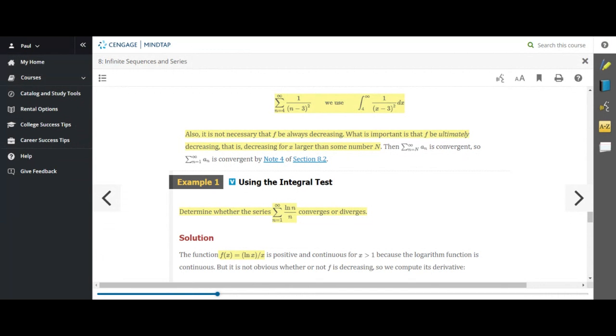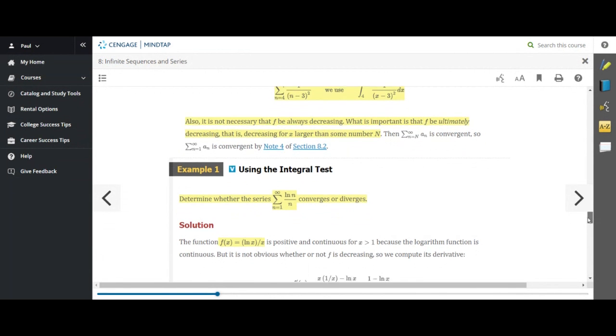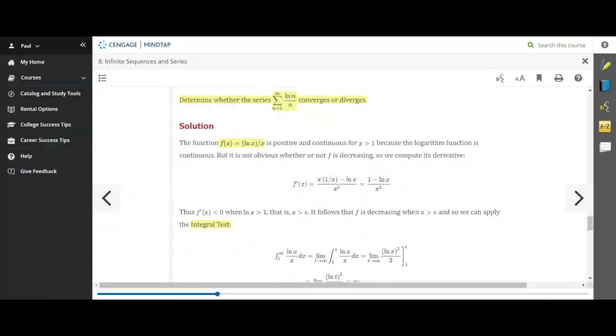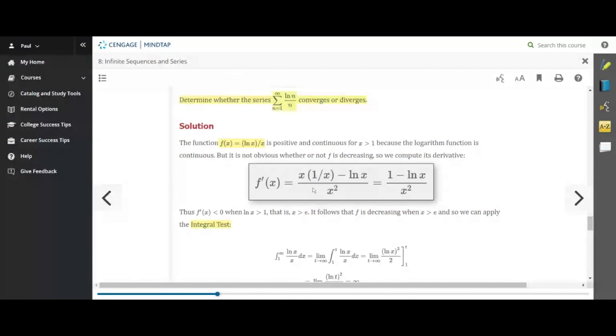And what they establish here in the solution is that the log of x divided by x is positive and decreasing for x greater than 1. So what they do is they take the derivative of the function. Remember in calculus 1, how do you know if a function's decreasing? You look at its derivative, and where the derivative is negative, the function's decreasing. So they establish that the function will decrease for x greater than Euler's number e.